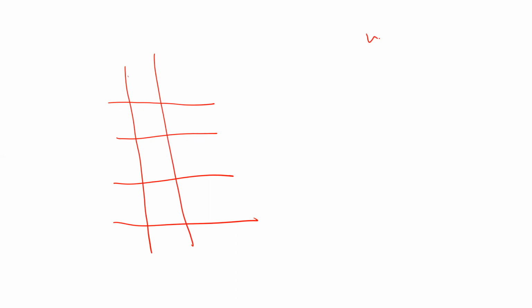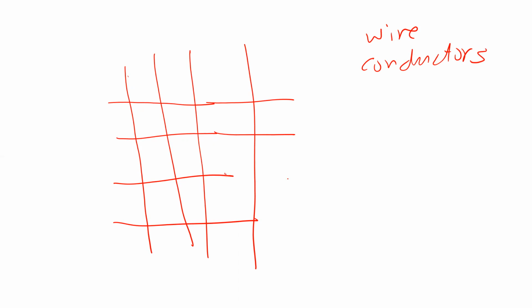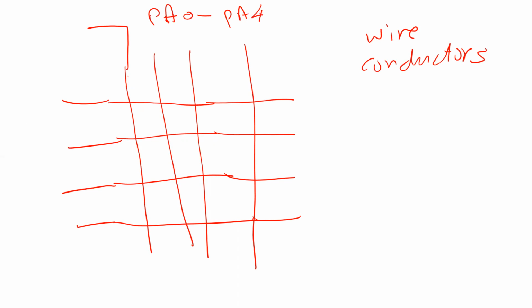We have 4 wires this way, and we have another 4 wires this way. Wires, or conductors, whatever you want to call them. These are going to be connected to port A0 to A3, and these here from port A4 until port A7. So this is the internal structure of the keypad, how the keypad looks from inside. This is how it is.